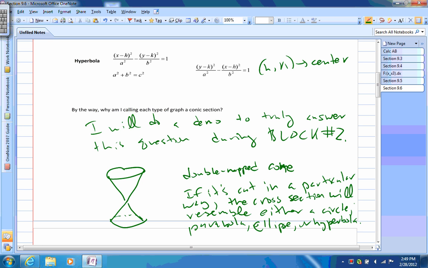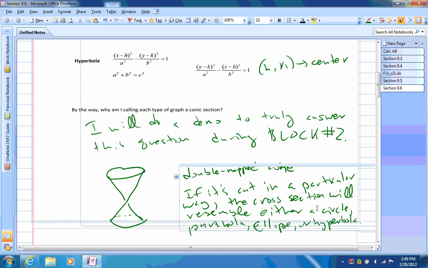It's better if you actually see it in person, something that's more 3D. So I will do the demo again during block number 2 this week. It actually will be pretty fun. I think you guys will enjoy it. It's actually a little dangerous too, but dangerous for me, not for you guys. And you'll see what I mean by that when we do the demo on block 2 this week.